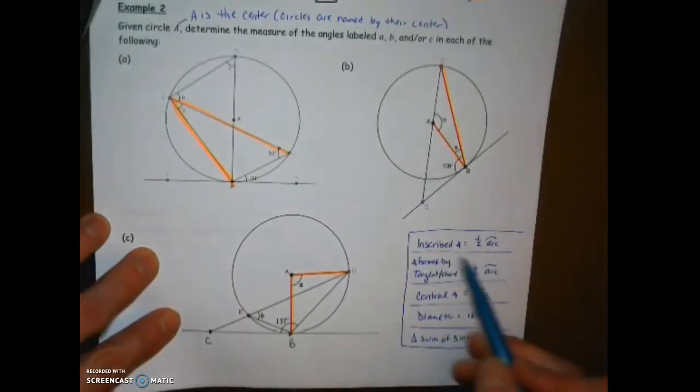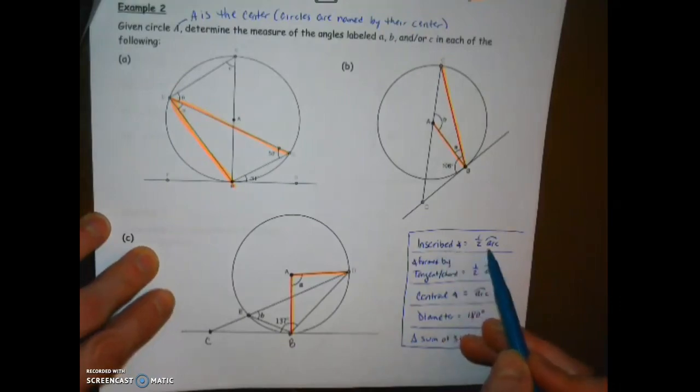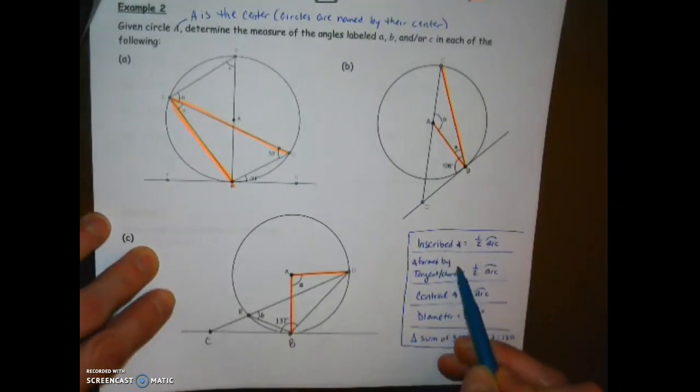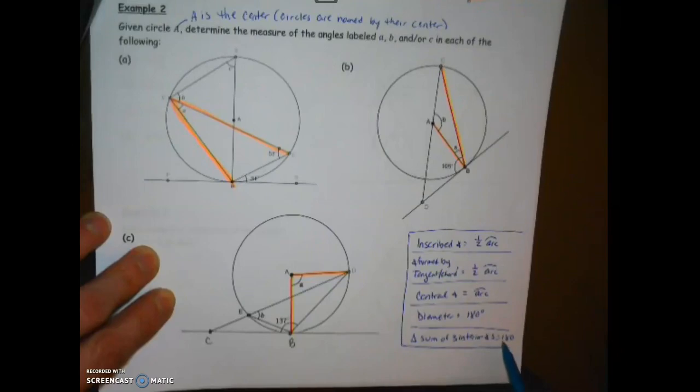Okay, so what I did down here is I put a couple of things that you might need to remember. Inscribed angles are equal to half their arc. Angles formed by a tangent and a chord are half the arc as well. And if these two are intercepting the same arc, then they're going to be congruent. Central angles equal the arc. A diameter divides the circle into two semicircles, which are 180 degrees each. And the sum of the three interior angles of a triangle is equal to 180. So these are things that we might be using as we move forward.